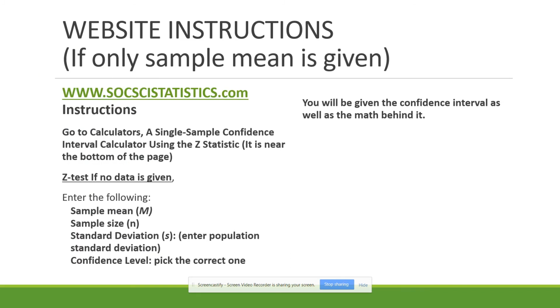Additionally, if you don't have the calculator, you can go to this website, www.socialscistatistics.com. You go to calculators, go to a single sample confidence interval calculator using the Z statistic. It's near the bottom of the page. So if no data is given, you put in the sample mean, the sample size, the population standard deviation, and the confidence level. You're going to pick one.